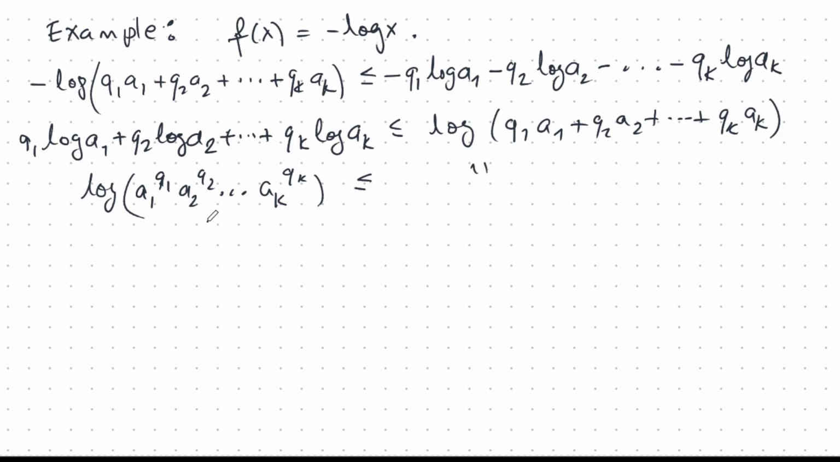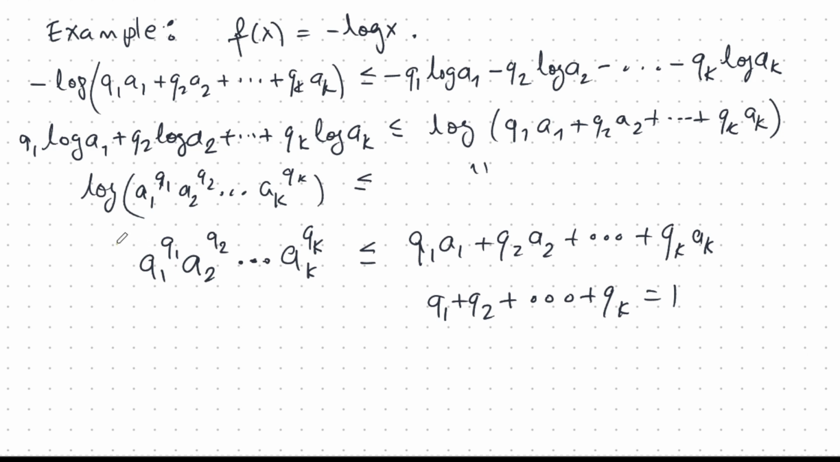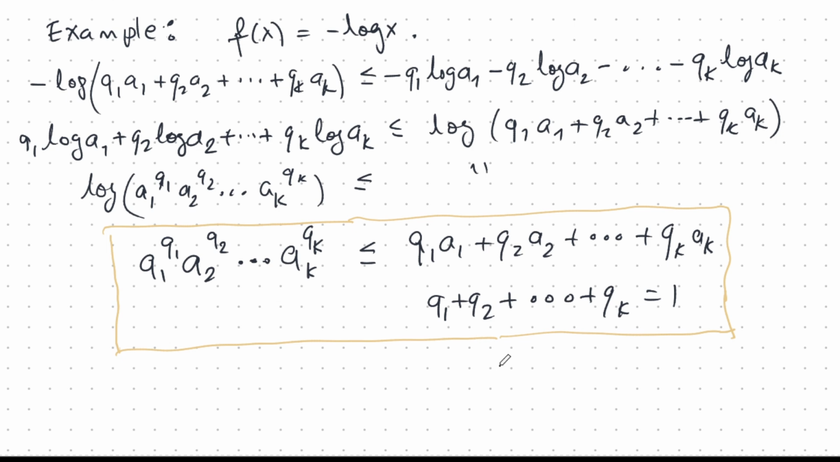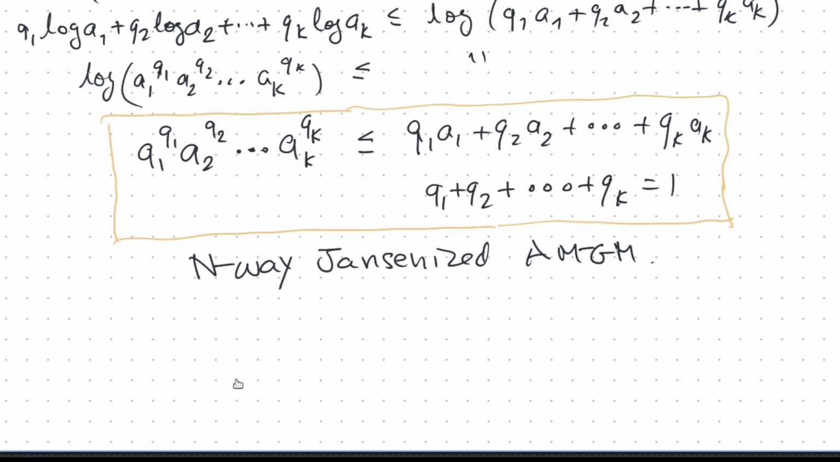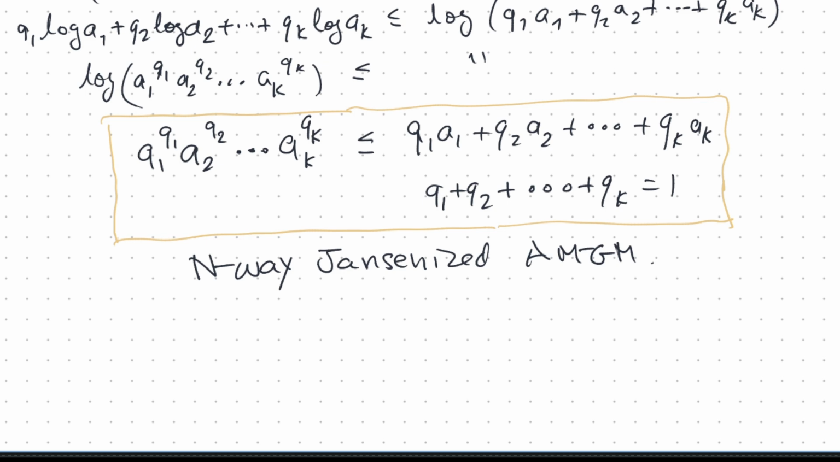Now I removed the logs by taking the exponential function of both sides. And I have my final result, which is this incredible formula. It would be pretty hard to prove, I think, by pure algebra and induction, but it was more or less effortless here. This is N-way, well, I have K, but I keep calling it N-way. N-way Jensenized AM-GM.